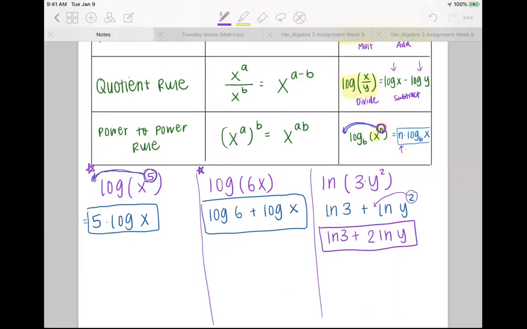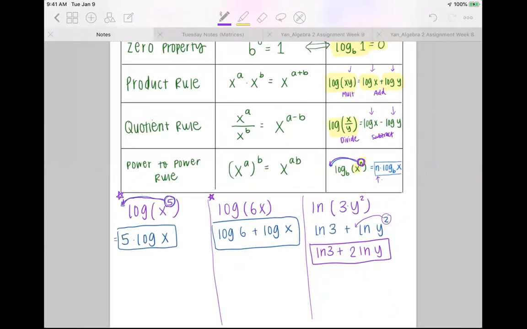And then this second one, log 6x. We are using one of those rules at the top, and since this is together as multiplication, we use product rule. We split it into log 6 and log x.